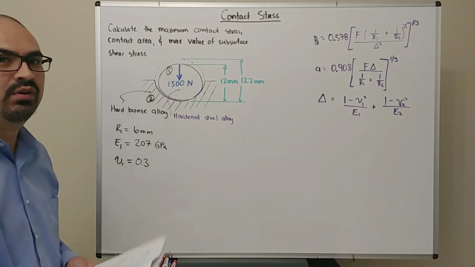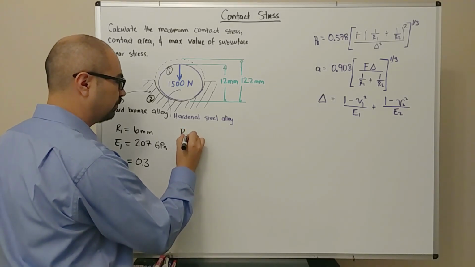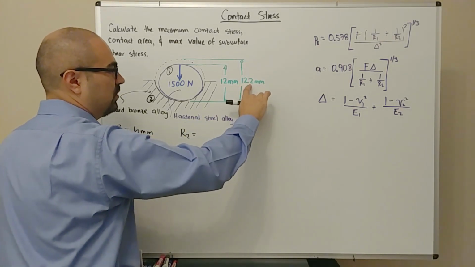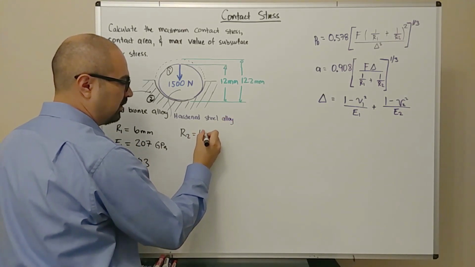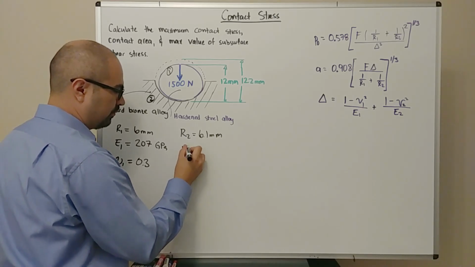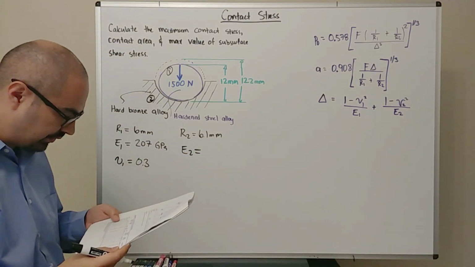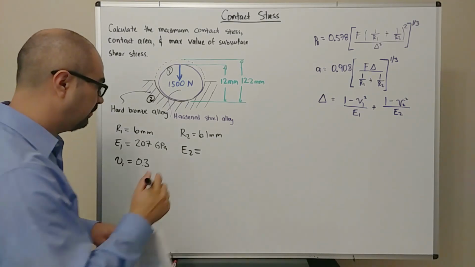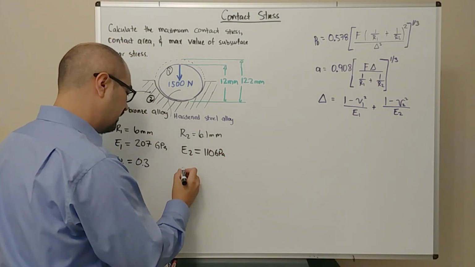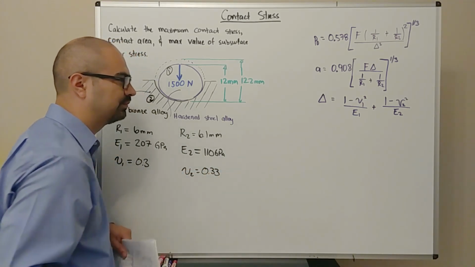Now let's write the parameters for the hard bronze alloy. Let's start with the radius. We'll call it radius 2. Here they give us a diameter of 12.2, so half of that is going to be 6.1 millimeters. The elastic modulus from the table is going to be 110 gigapascals. And the Poisson's ratio is going to be 0.33.